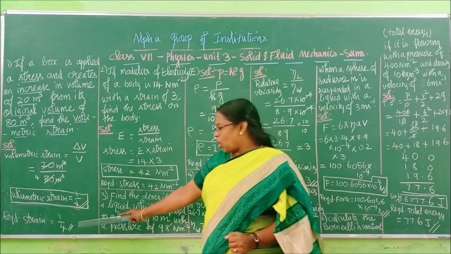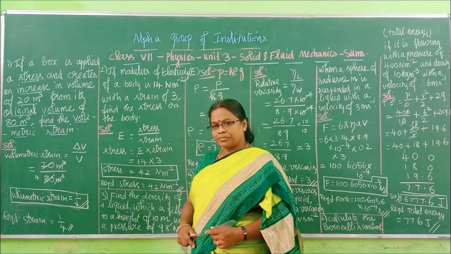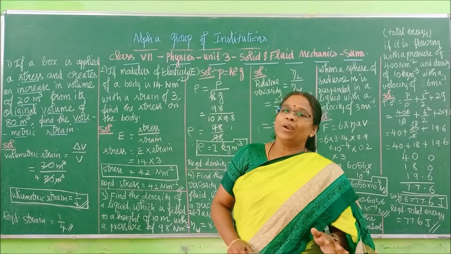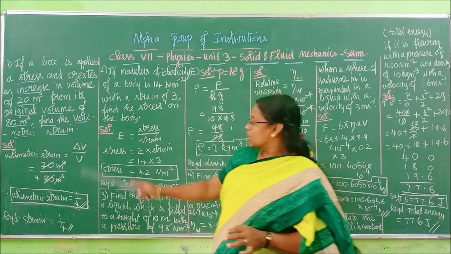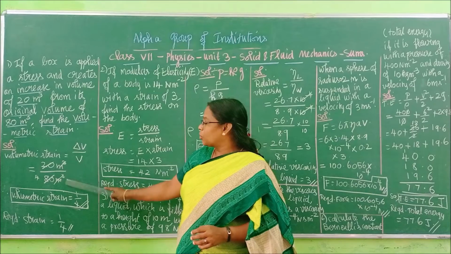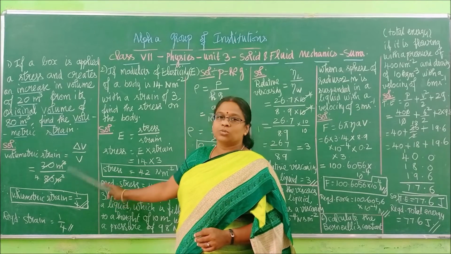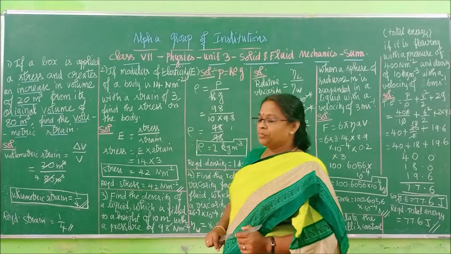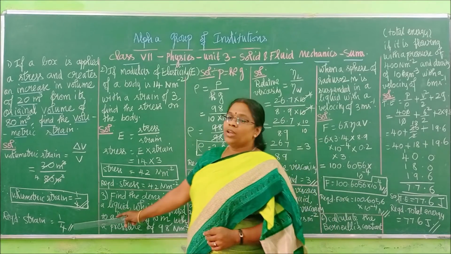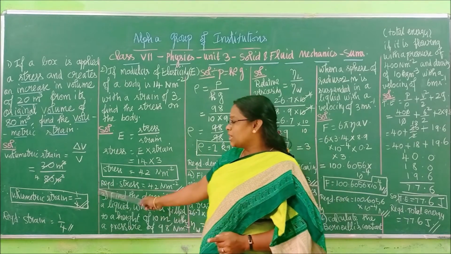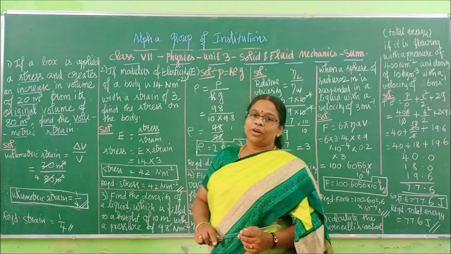Why have I not written any unit here? Because strain will not have any unit, because it is the ratio of similar quantities. Meter cube, volume, so they get cancelled with each other. That's why it doesn't have any unit. Okay, so box the answers, and write the final statement also.